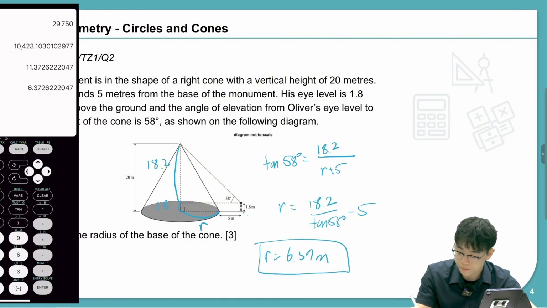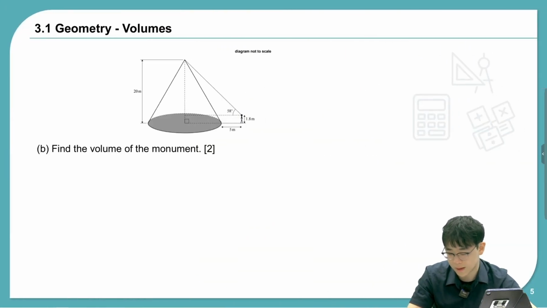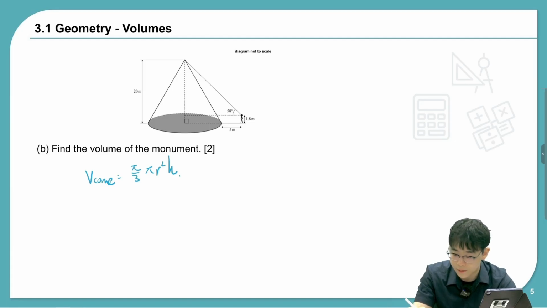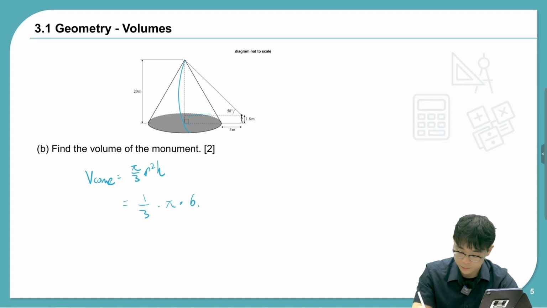So part A, that's pretty easy. Let's go to part B. We now have the volume of the monument. So we want to find the cone's volume. The cone's volume is going to be the standard 1 over 3 pi r squared h. We know the height and we know the radius, so we just have to put it all together. So we get 1 over 3 times pi times 6.37 squared times 20.